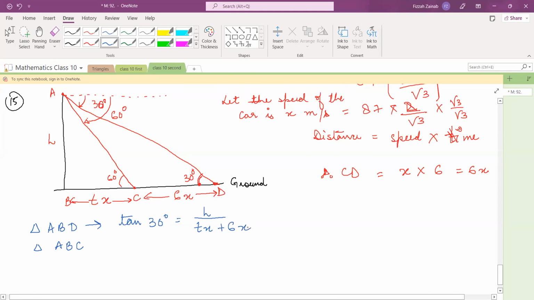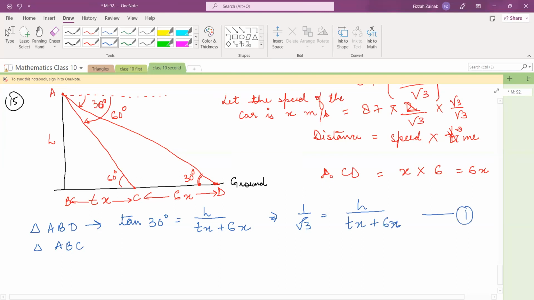Okay. So put the value of tan 30, that is 1 upon root 3, equal to h upon TX plus 6X, right? Okay, I cannot do anything now. Mark it as equation number 1. Let's see what we can do later on.